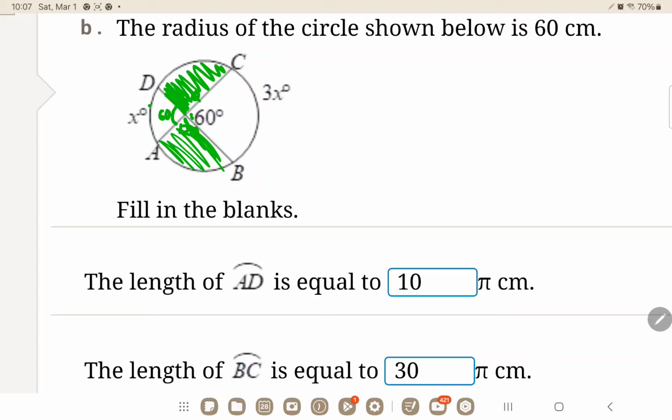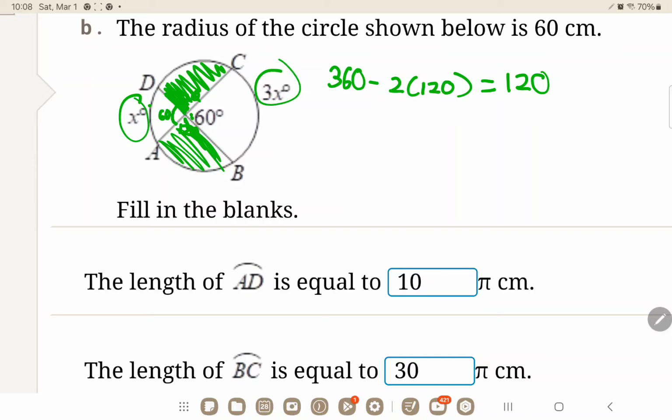We're gonna remove it. So our angle is 360 minus 2 times 120, which is equal to, of course, 120. Now, what we do is, look, you have an arc X and the arc 3X. All these 3X, they're sharing the angle 120. So we're gonna add them. 4X equals 120. Okay? X equals 30.